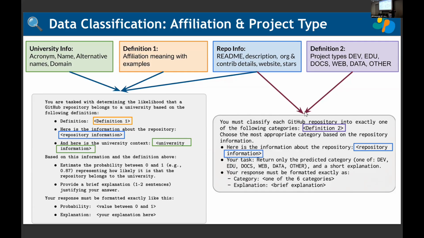I did this for affiliation, and I also did this for project type. So trying to figure out what are the different types of projects that people are doing. Is it an education project, as in a repository that's been made for a class or a syllabus? Or is it actually a development project? Like, is it a tool that's been built? Or is it a website? Or is it a data set? So the prompt for the project type is fairly similar, except that in this case, the definition actually contains the definition of all of these project types with examples or clear indicators of what it means to be each of these project types.